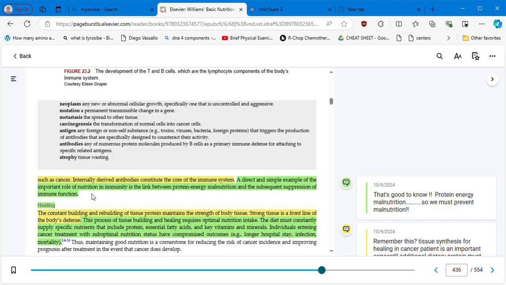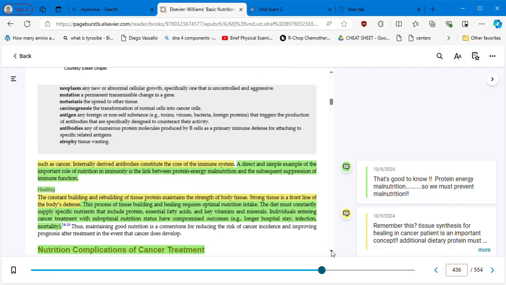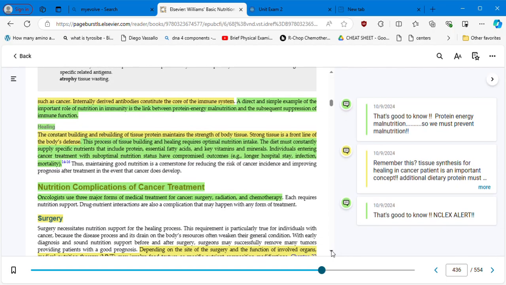So you have a poor protein intake. We are talking about good protein, right? Organic, good protein intake. If you have a deficiency in that, your immune system is going to be dysfunctional. That's something that you need to know. Protein energy malnutrition is important with the immune system.